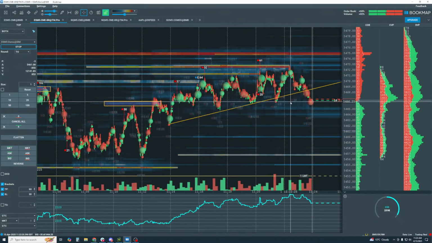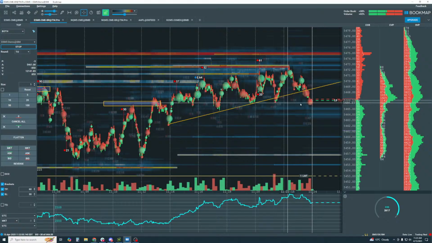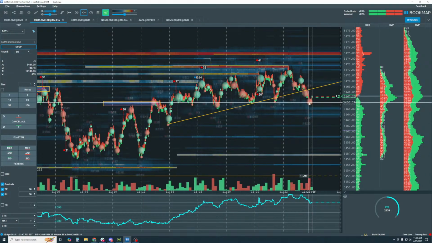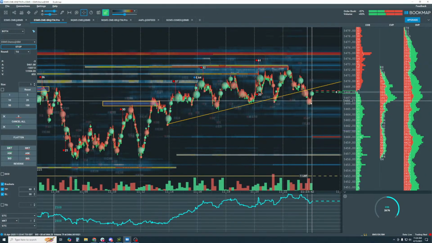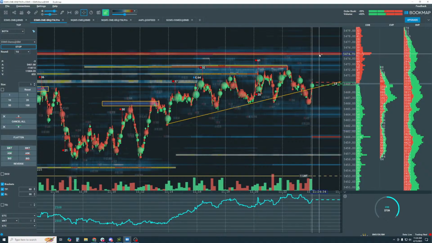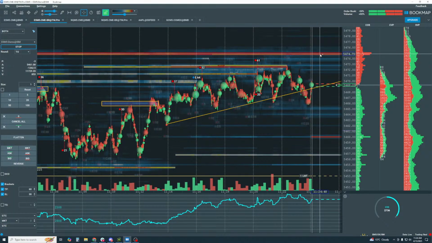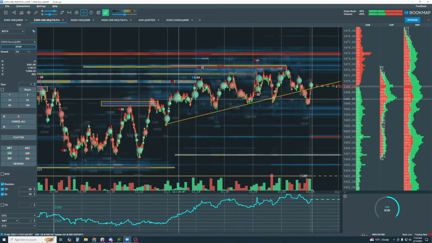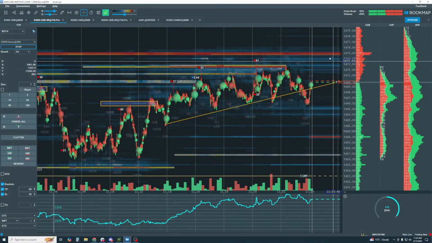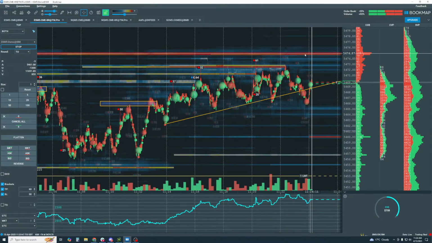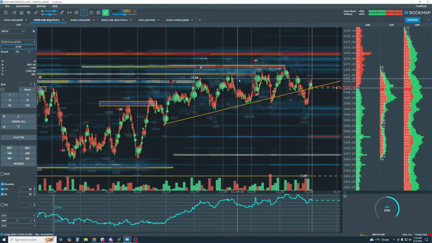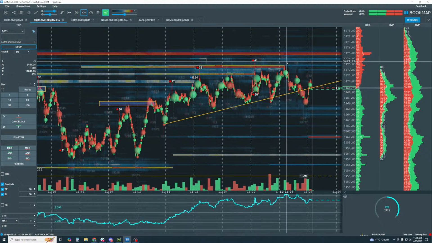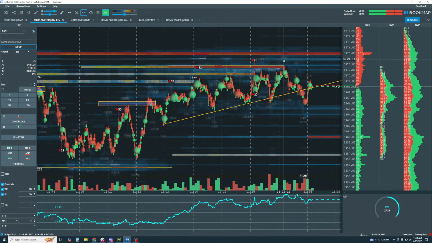Now again, I would anticipate sellers should be able to take this down. It's looking really good here, but we'll probably see another grind higher up into this high liquidity up here, just like we have all the way through this. So I'm still kind of looking for the 75 up here. But we'll see.